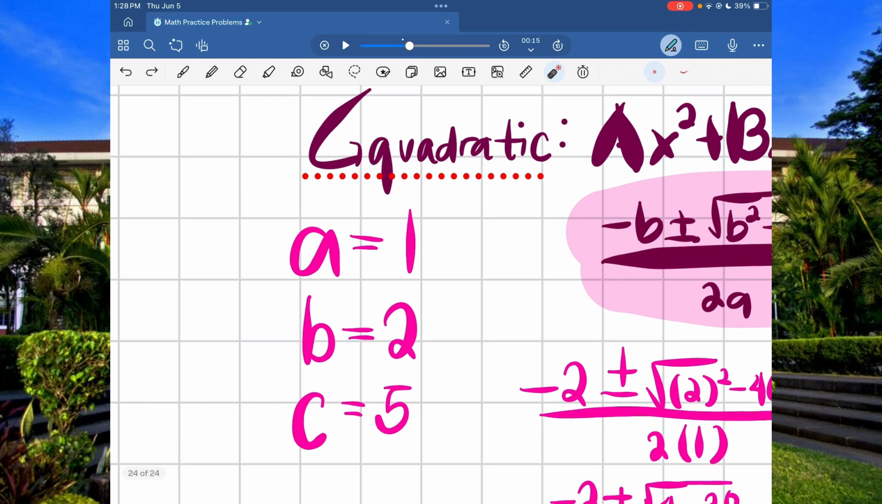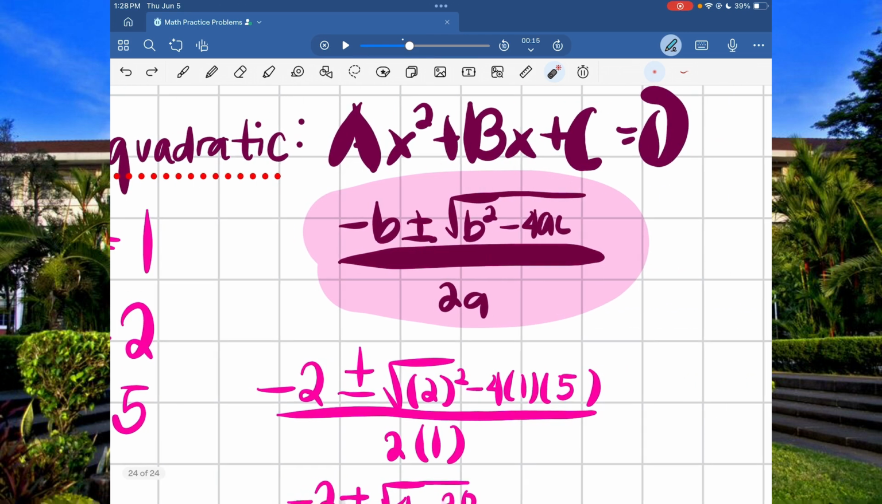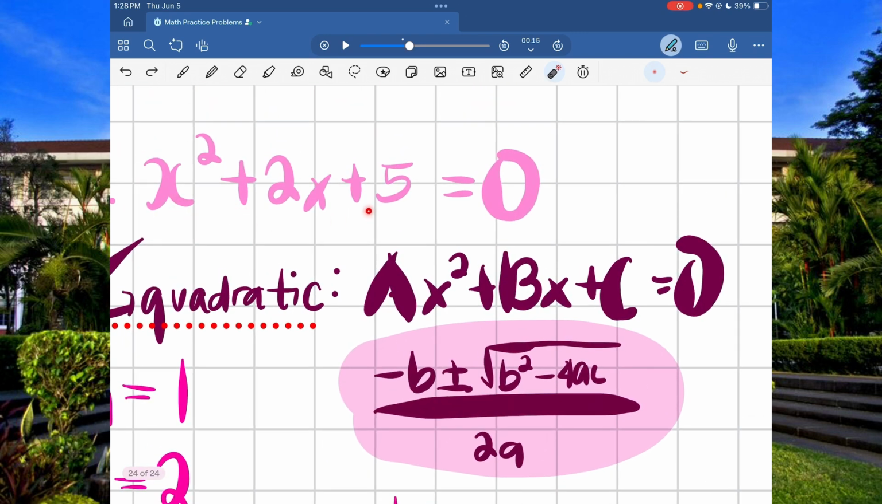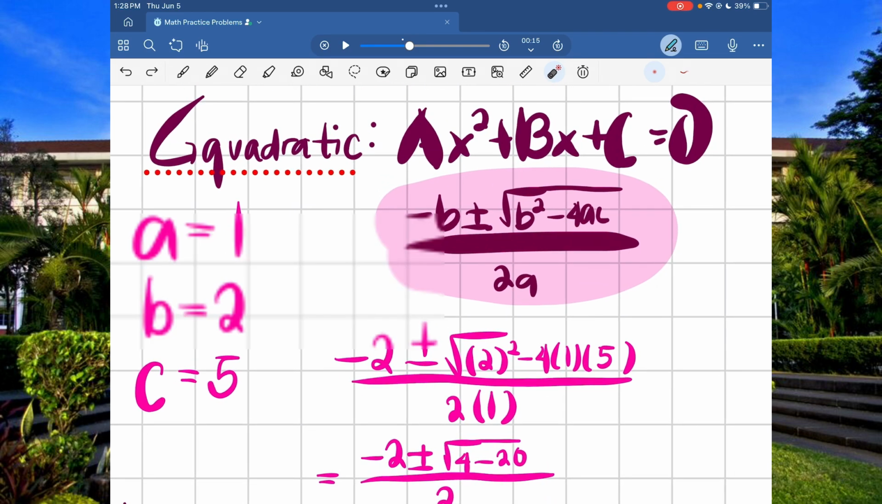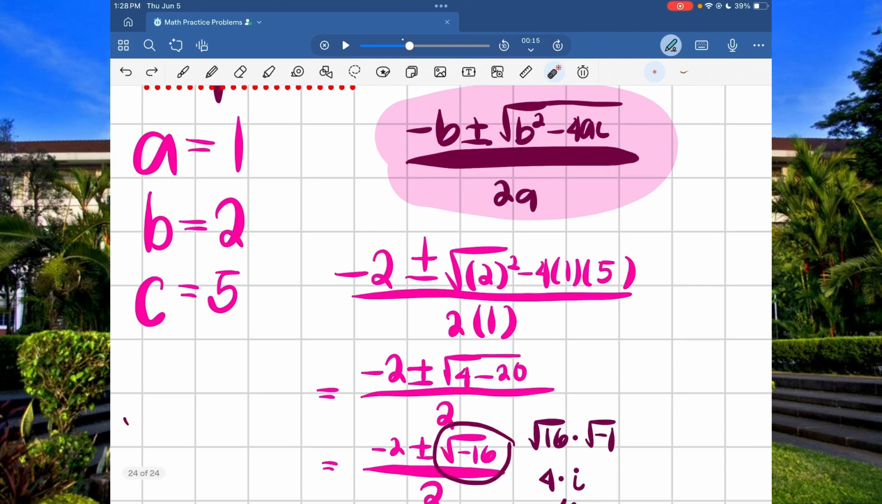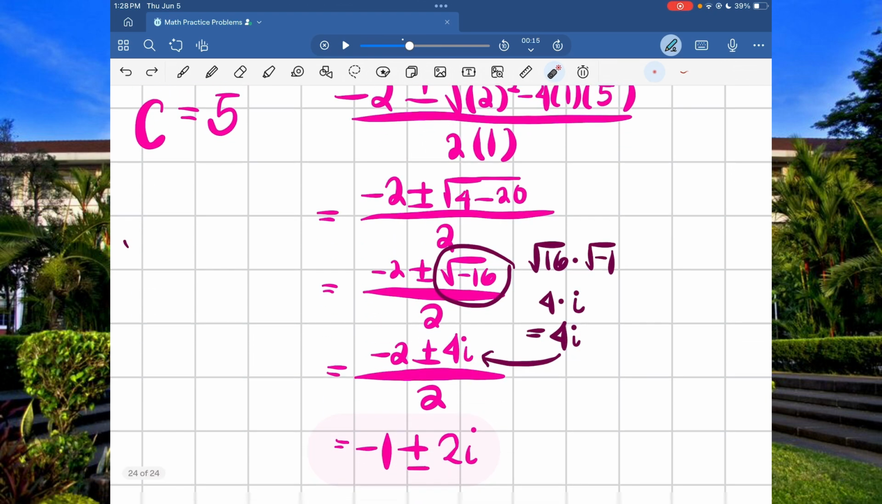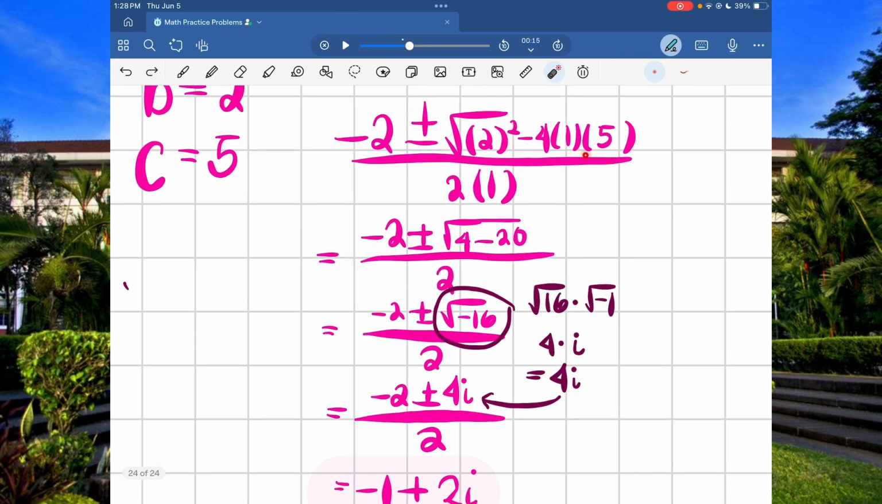So we're gonna continue. We are going to identify first what is our A, what's our B, and what's our C. From this one, our equation is in the standard form na. So we can identify that our A is positive 1 because it has an invisible 1 right here. B is positive 2 and C is positive 5. And then we're going to plug in these numbers. So this will become negative 2 plus or minus square root of 2 squared minus 4 times 1 times 5, divided by 2 times 1.